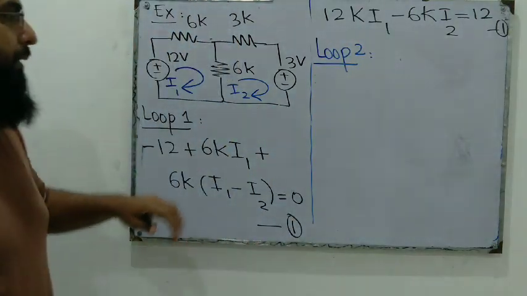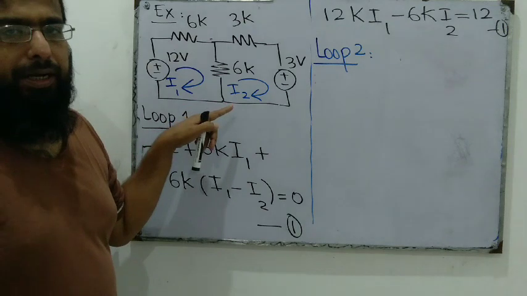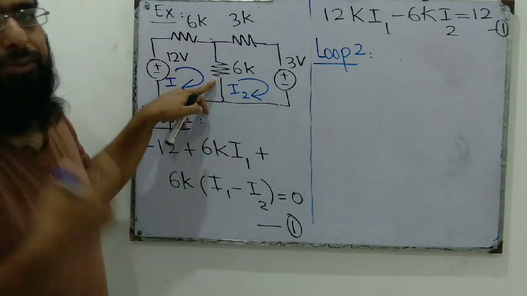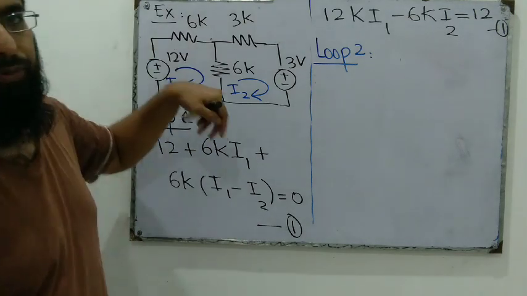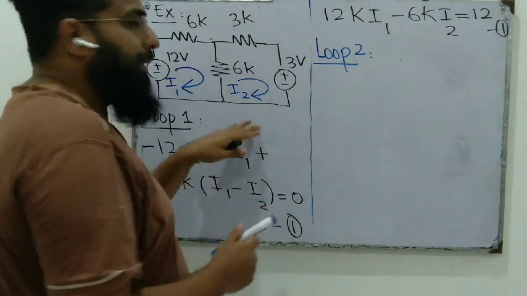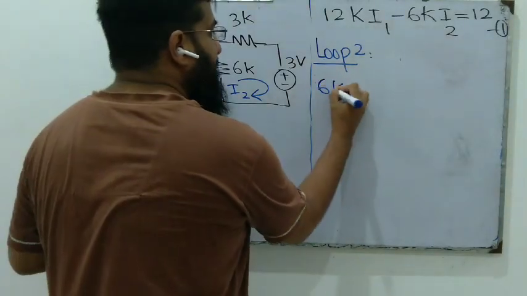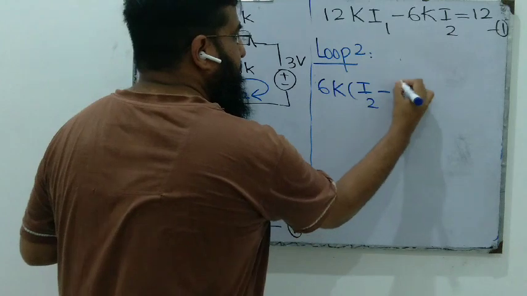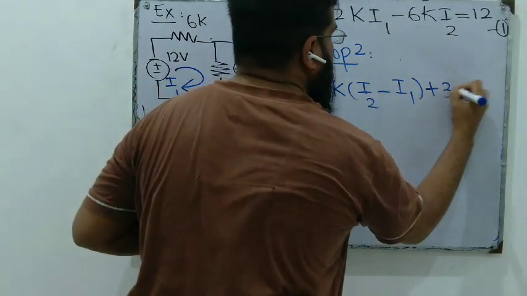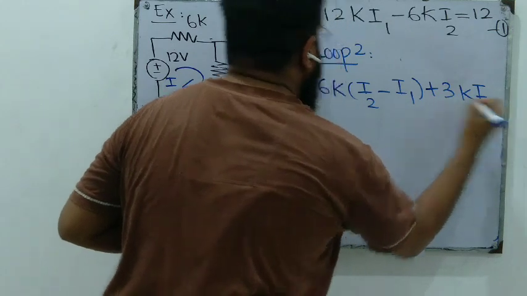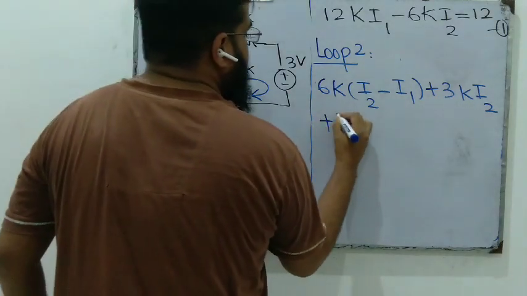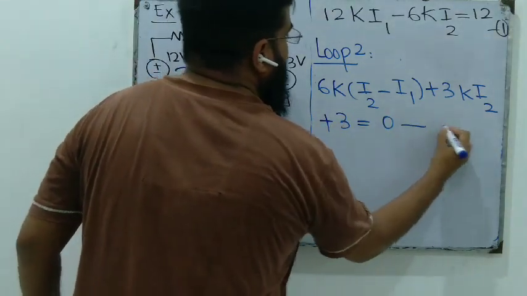Loop number 2. For loop number 2 we have assumed a current I2 flowing clockwise. This I2 current flows through this 6K resistor, but through this 6K resistor we have another current I1 flowing downwards. So since we are in loop number 2, I2 must be assumed to be the highest. We'll write 6K times (I2 minus I1) plus 3K I2. There is only one current flowing through 3K, therefore 3K I2, plus 3 is equal to 0. This is equation number 2.